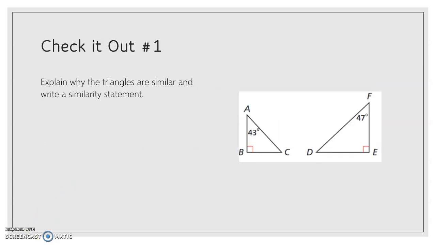So start a Google Doc, and on that doc, you're going to do Check It Out number 1. You have to explain why the triangles are similar and write a similarity statement. So you're doing the exact same thing that I did in the last example. See if you can figure out why those two triangles are similar, and then write a similarity statement, and then come back for example 2.